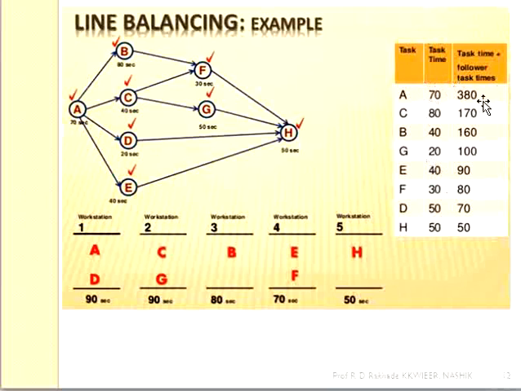And this is a chart prepared with task time 70, and task time plus follower time, that is 380. So the maximum time required to complete a product is 380. Suppose E has a problem, then 90 seconds remain to complete a product, meaning this is the time duration. What happens if any one task is hampering?